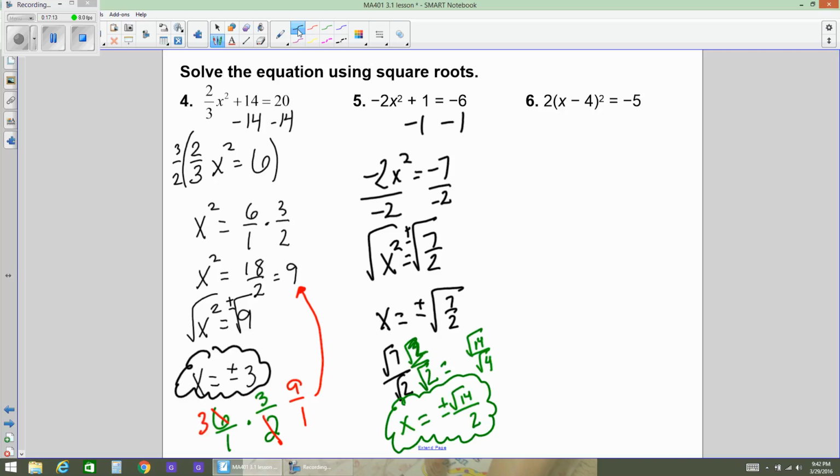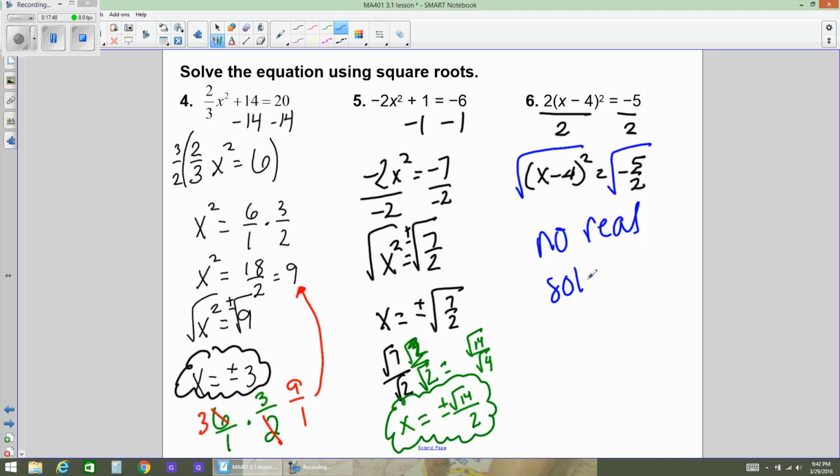All right, number 6, here we go. First things first, divide by 2. Get rid of that 2. So you have x minus 4 in quantity squared equals negative 5 halves. The next step is to square root both sides. And you can stop right there if you want to, because you've not learned complex numbers yet, and we're going to say nope, no real solutions here. That's not allowed. No real solution. Done.